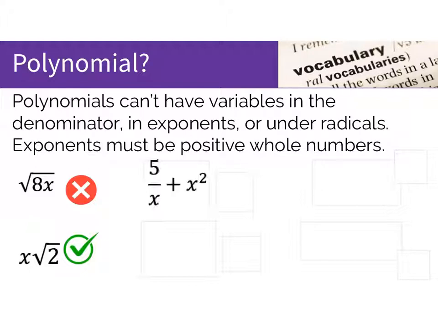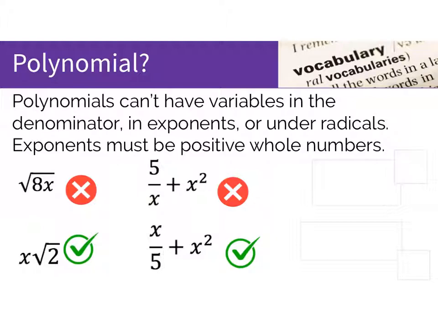Let's look at this next example. Would this be a polynomial? No, it would not, because there is an x in the denominator. It would not be a polynomial. And what about this problem here? Well, now I've changed it, and the x is on top. Now you might say, but there's a fraction there. That's okay. It's just 1/5 x plus x squared. So this is a polynomial.